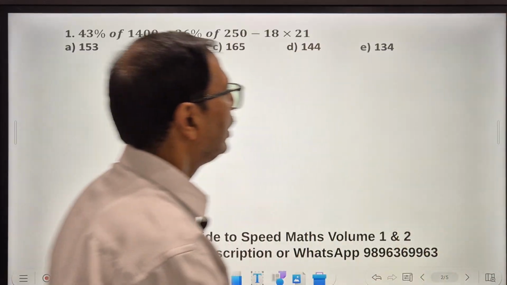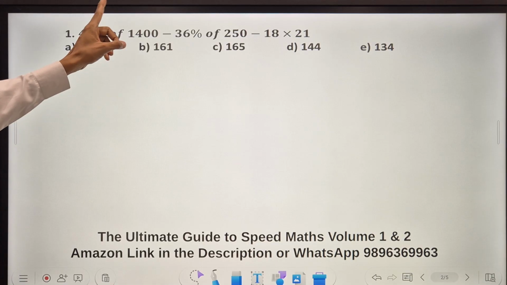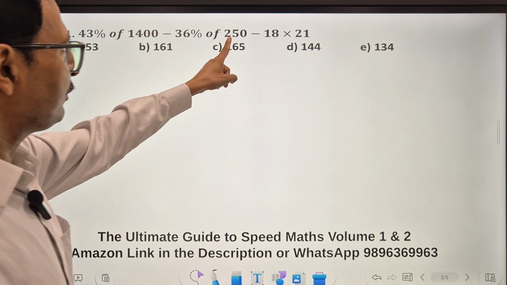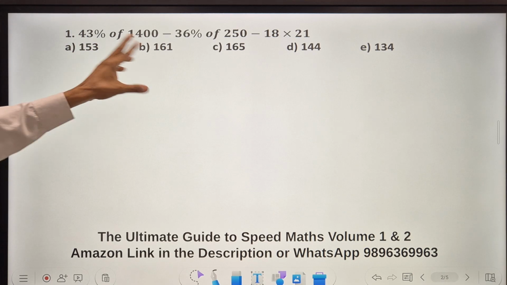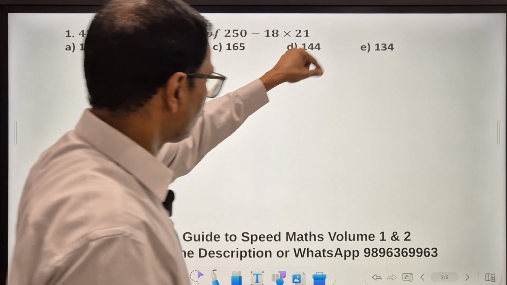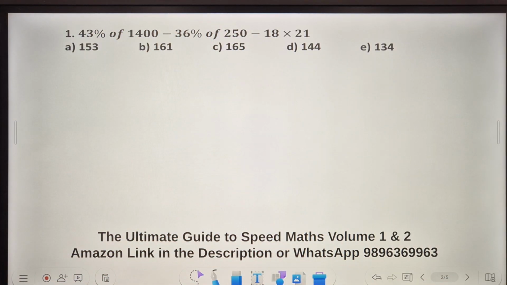And here I go. Look at this previous year question where we have 43% of 1400 minus 36% of 250 minus 18 times 21 to be done. And the options are 153, 161, 165, 144 and 134. So what I am going to do here is, there are so many smart tricks which you can follow and I am going to follow one of them.